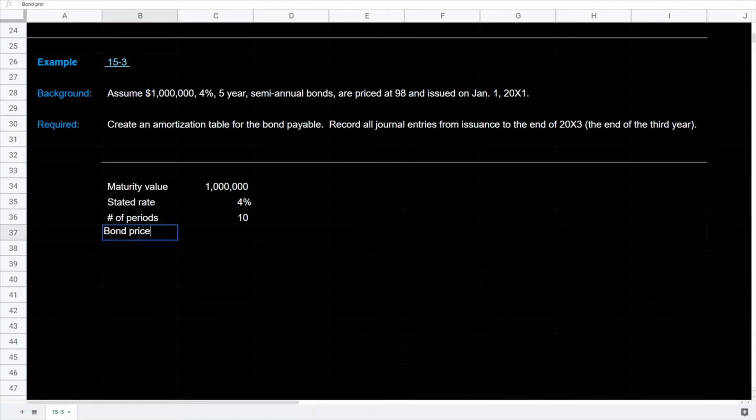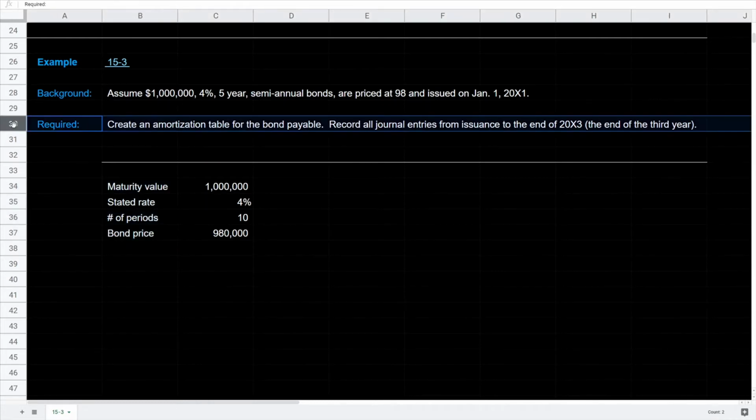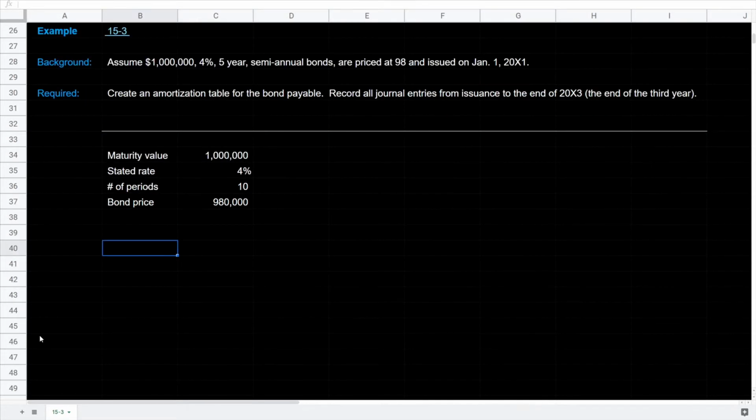And the bond price, the bonds are priced at 98. So the bond price will be 1 million multiplied by 98%, because the bond price is expressed as a percentage of maturity value, in this case 98%. Remember that the percentage sign is often dropped when discussing a bond price. Now that we have a good sense of what the maturity value, stated rate, number of periods, and bond price are, we can begin to address the required, which once again is to create an amortization table for the bond payable.